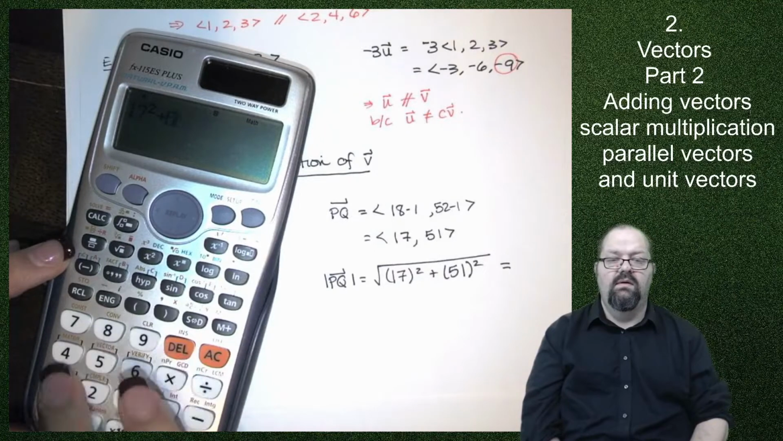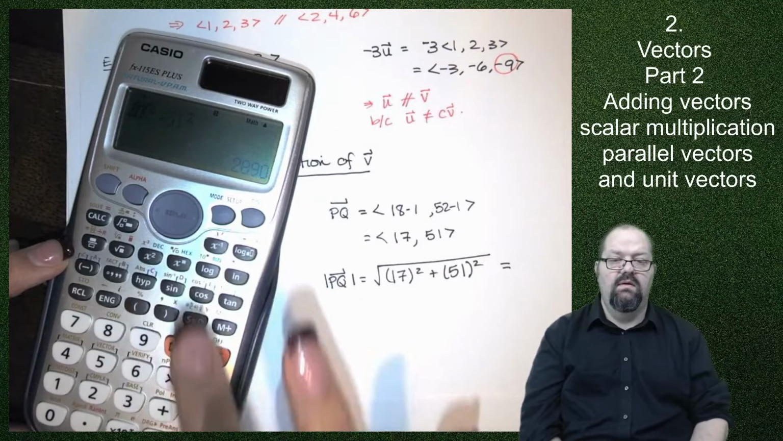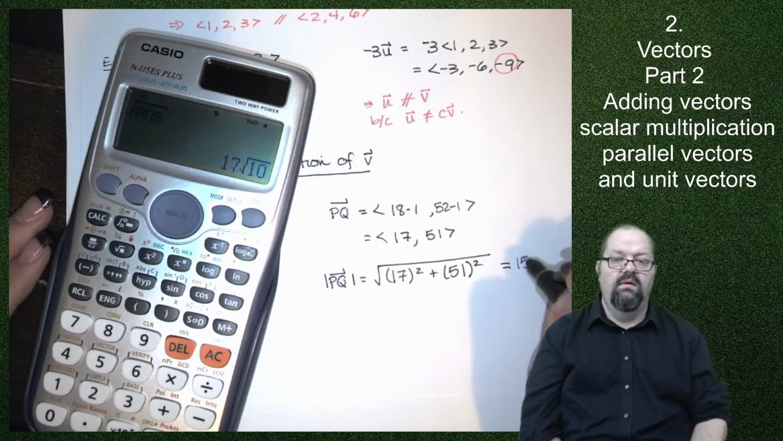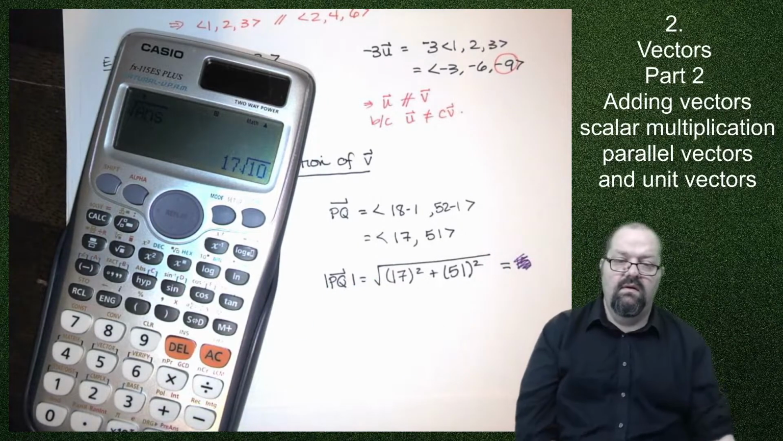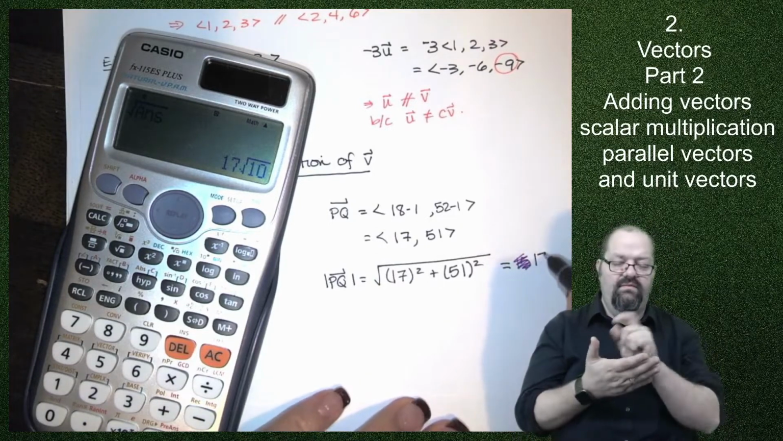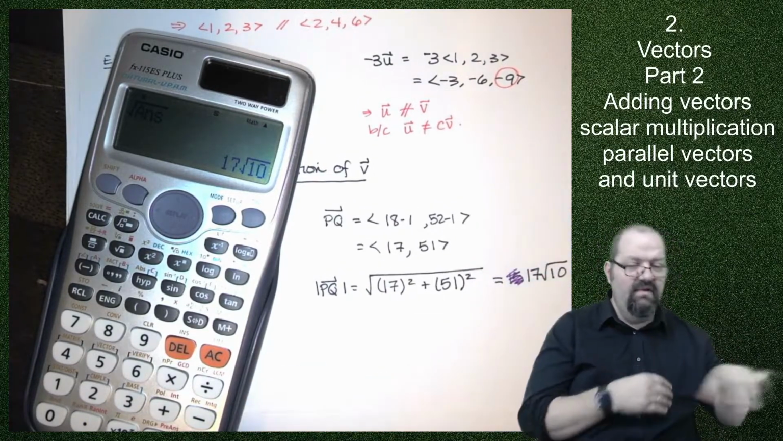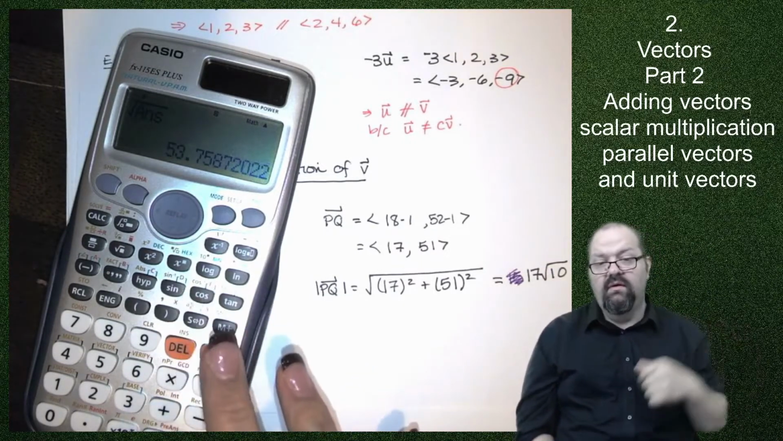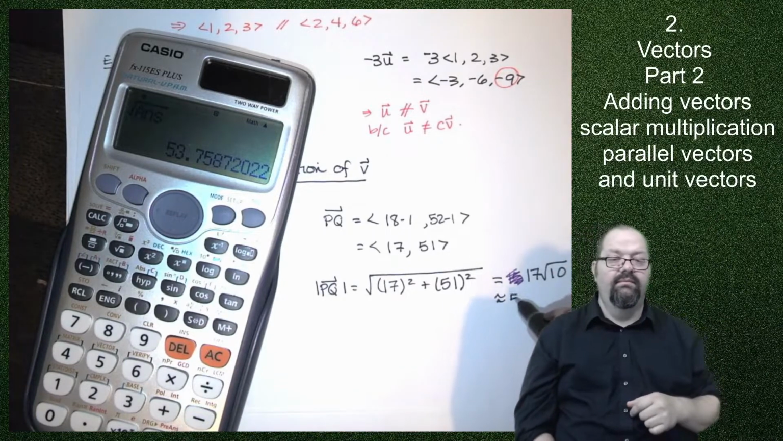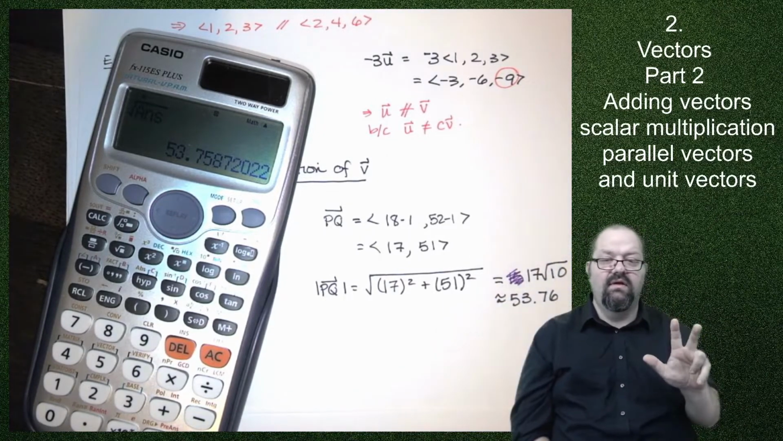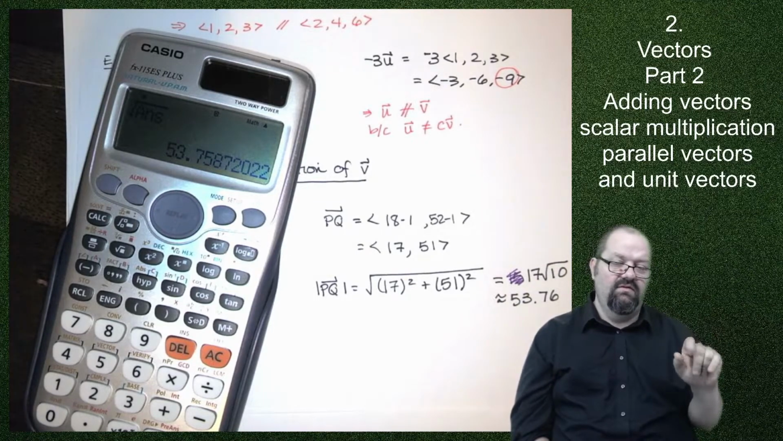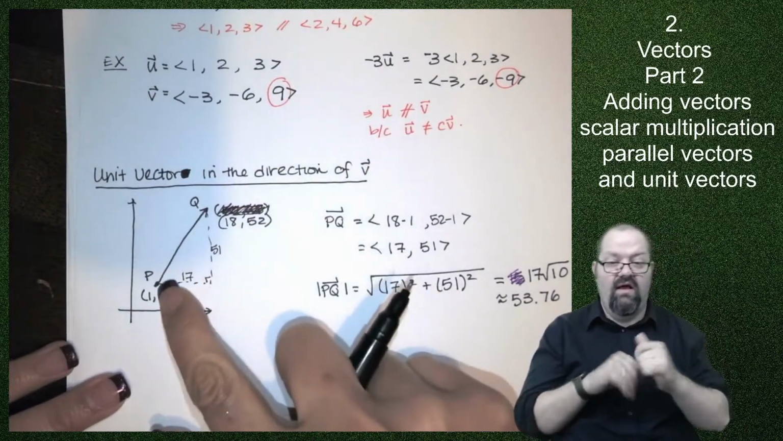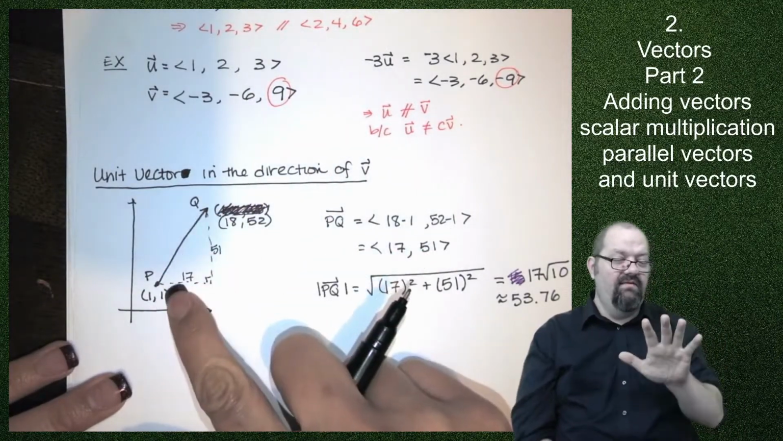17 squared plus 51 squared. Take the square root of that. I love this Casio calculator. It's beautiful. Oops, I just wrote 15, but I meant 17. I was using the wrong color. So I've got 17 times the square root of 10. That's the length of PQ. If I want a decimal approximation, just because I'm looking at a physical application, it's about 53.76 units. Maybe it's feet, maybe it's meters, I don't know. But that's how long this is. This is about 54 units long.